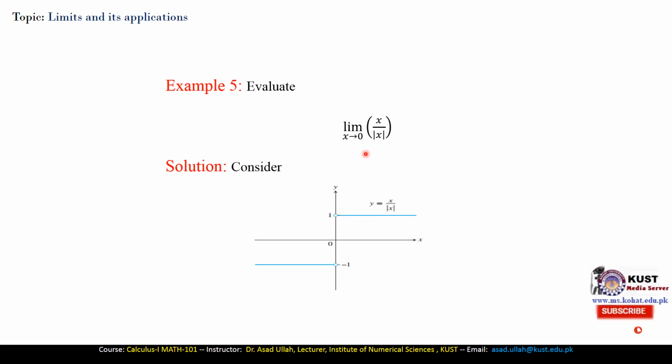Now to find the limit at the point 0, we can approach this point from the left side and from the right side. Approaching the point 0 from the left side, the function value goes towards minus 1. And when we are approaching the point 0 from the right side, the function value goes towards positive 1. So the left limit is equal to minus 1 and the right limit is positive 1. Both are not equal, and thus we say that the limit does not exist at the point 0.